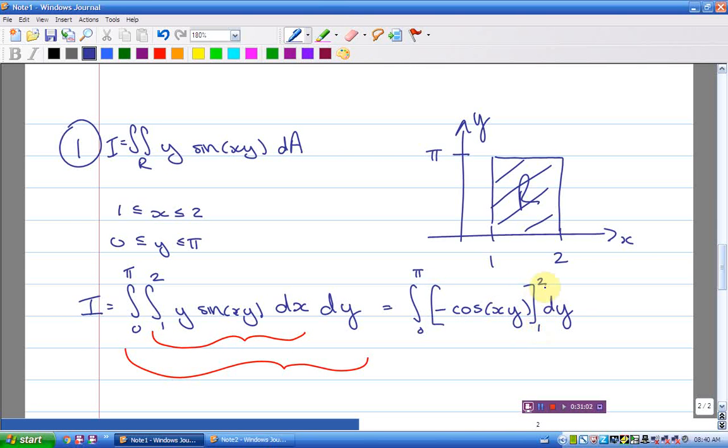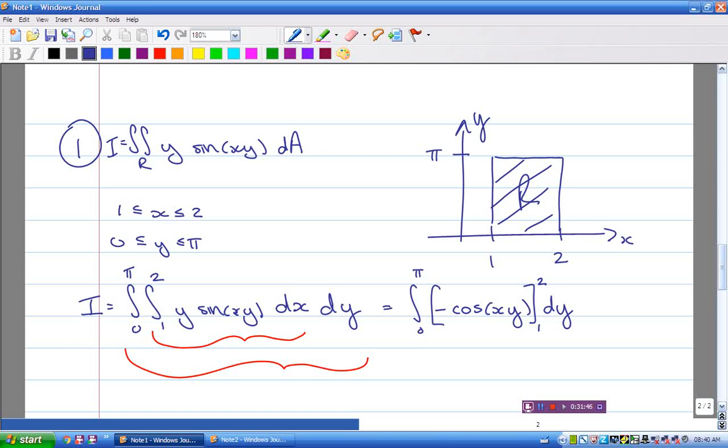Let's think about that for a second. If we were going to differentiate minus cos xy, we would have to use some chain rule. We'd say the derivative of minus cos xy is positive sine xy times the derivative of xy, which is y. Just like in single variable calculus, if you're bad at differentiation, you're going to be worse at integration. In order to be good at integrating, you've got to be good at differentiating. If you ask yourself, what did I differentiate to get this, and you don't know your differentiation rules, you're not going to be able to answer that question.